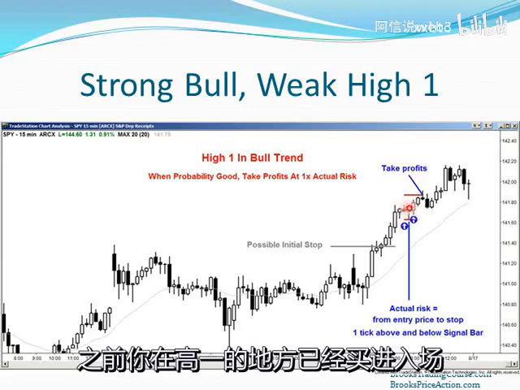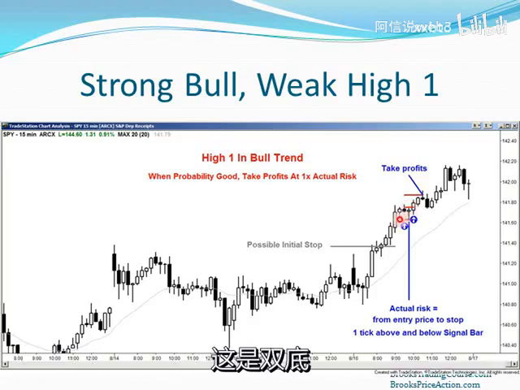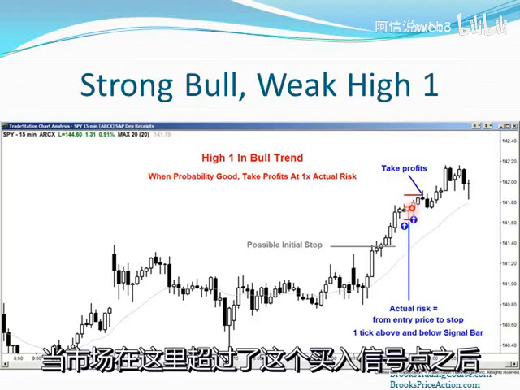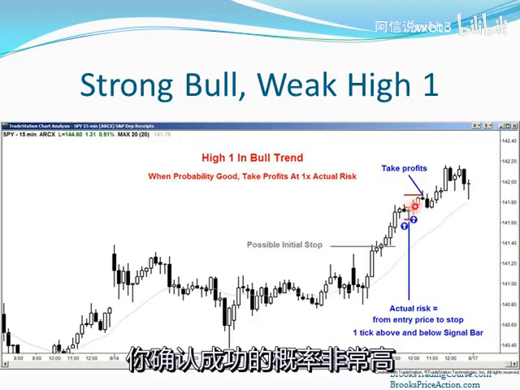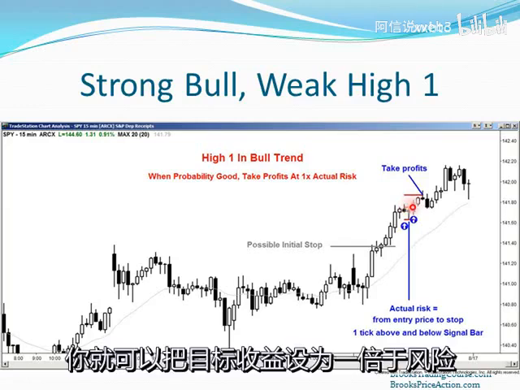You bought the high 1, but now it's triggering a high 2, and in a bull trend, that's a higher probability bet. There's a double bottom, this doji bottom, and it went up and then down again. So at this point, as the market goes above this buy, you realize that the probability is high that the trade will be successful. At that point, you can say, okay, high probability, I can exit at 1 times risk.